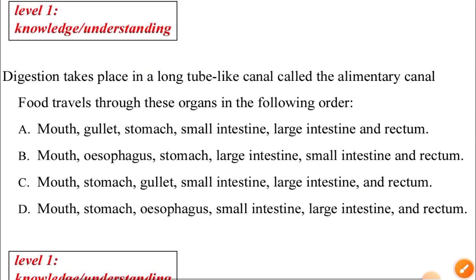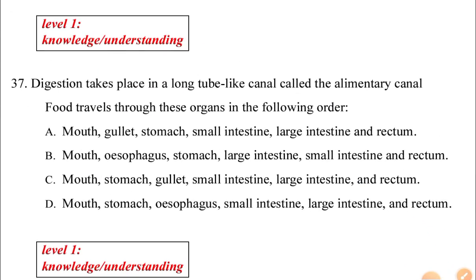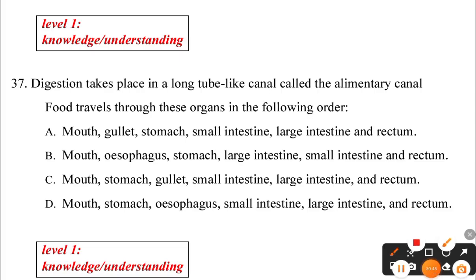Now, the 37 was repeated. So we have another 37 again, and we can still work our way around it. So 37 again. Digestion takes place in a long tube-like canal called the alimentary canal. Food travels through these organs in the following order. So from the mouth to the gullet. When it's wrong, I'll stop. So from the mouth to the gullet follows that order. Stomach follows that order. Small intestine is correct. To the large intestine, then to the rectum. This is the right order.